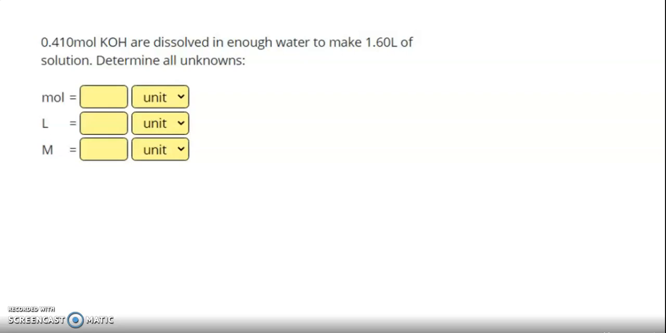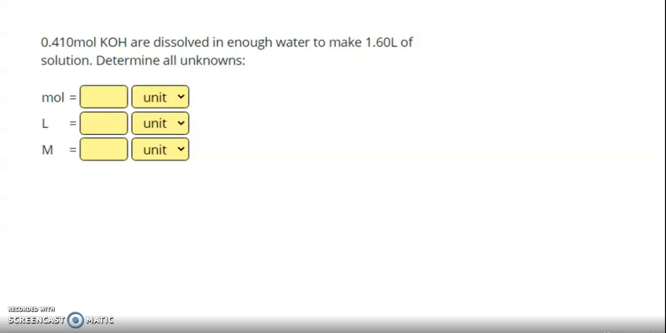This video is about preparation problems for molarity. The first problem says 0.41 moles KOH are dissolved in enough water to make 1.60 liters of solution. Determine all unknowns. All right, so I have some numbers here.